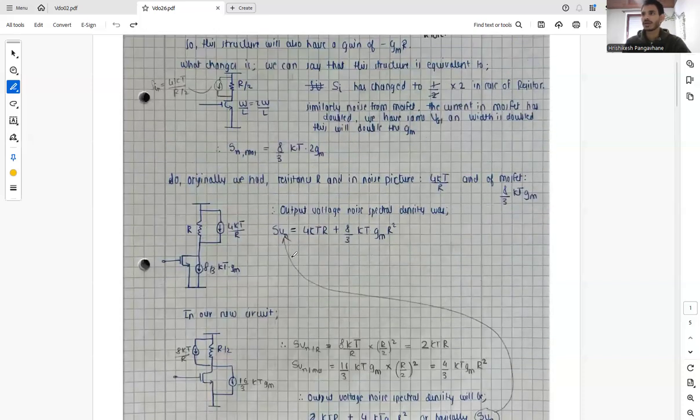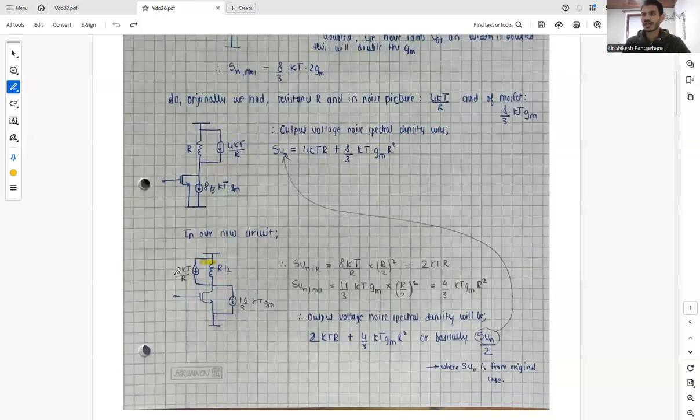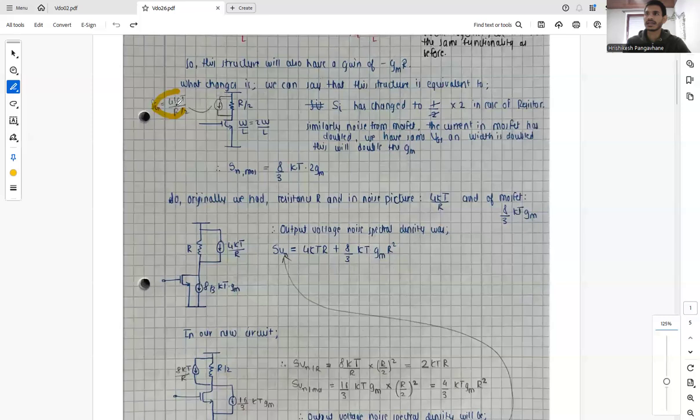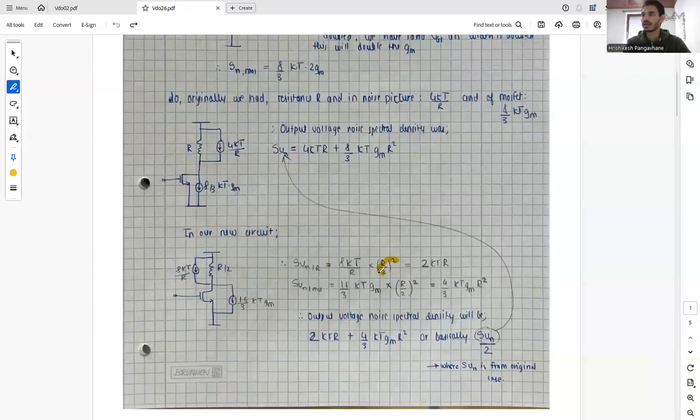But now after implementing this circuit, we have this kind of structure where our R is R by 2, and now due to this noise we have 8kT divided by R by 2 when it comes to converting SVN from SIN, and SIN is this. So we multiply it by the square of the resistor value. We have done this equation earlier as well. So the value comes out to be 2kTR. And similarly for the MOSFET, the value comes out to be 4/3 kT gm R squared.